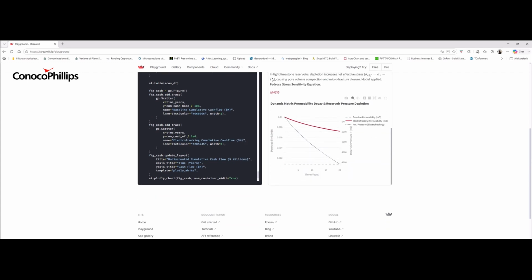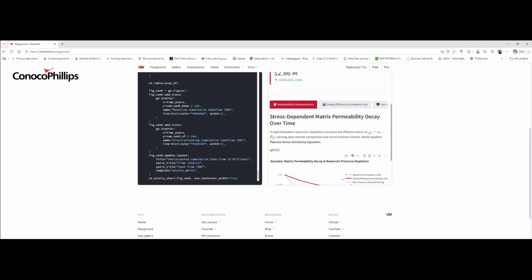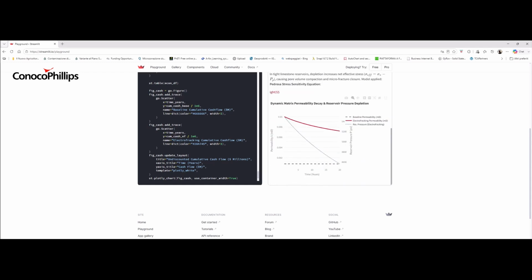You have also the prevention of geomechanical instability and the evaluation of some other effects on geomechanical well stability.